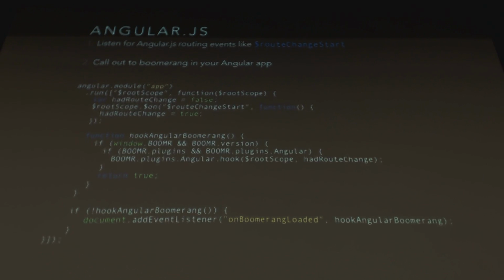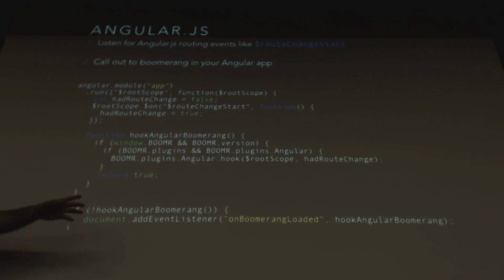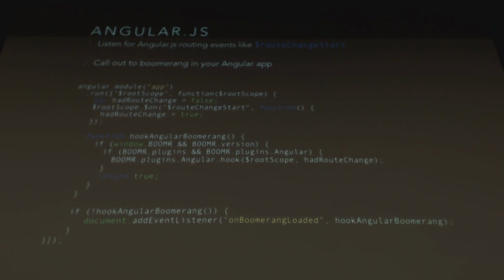So there's a chance that Boomerang will load after your page is loaded, or there's a chance that Boomerang was in the cache and it loads immediately. So you need to handle both cases. The first case checks to see if Boomerang already exists on the page, and if it does, it'll just call the hook method, and if it doesn't, then it'll wait till Boomerang is loaded. When Boomerang loads up, it fires an onBoomerangLoaded custom event on the page. So you can subscribe to that event and say, when this event happens, that's when I want to go and register. So it works in both cases.